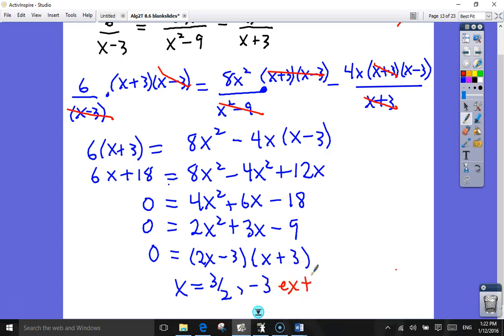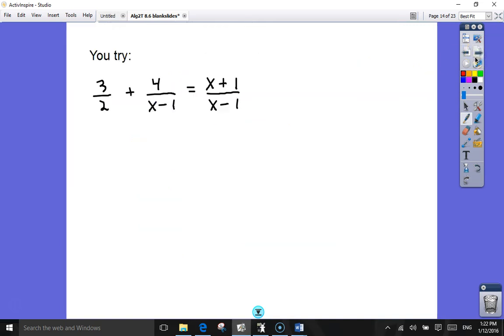So that was the same problem we did before, but it was a lot easier this way than it was that way. Well, it was an extraneous answer when we did it the other method, which means it's not an answer. Okay. So try to do that one.